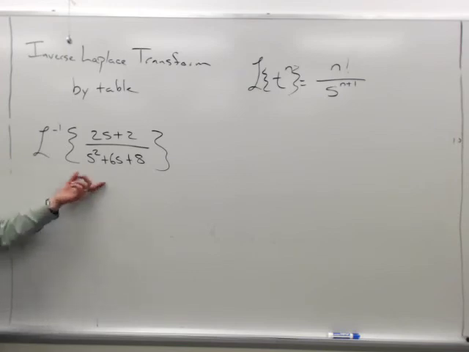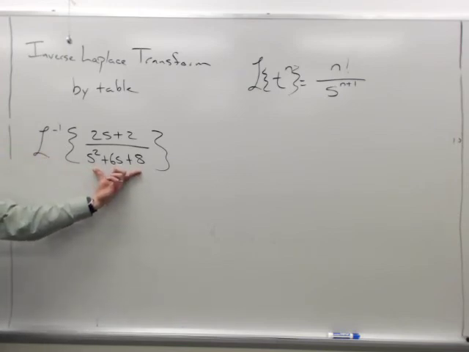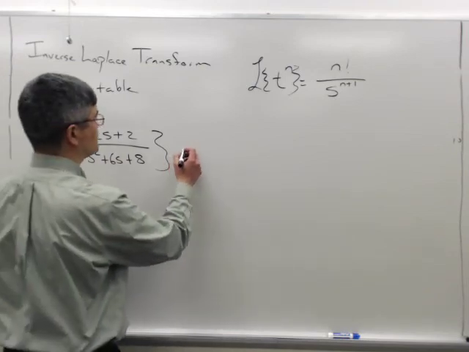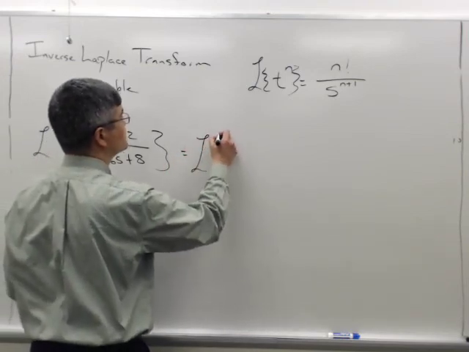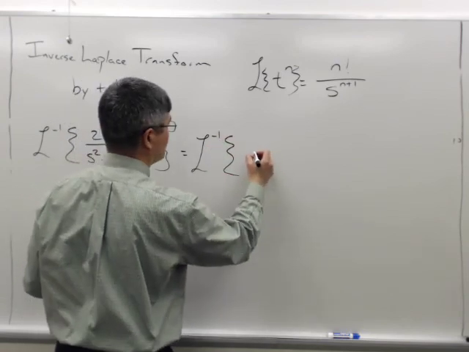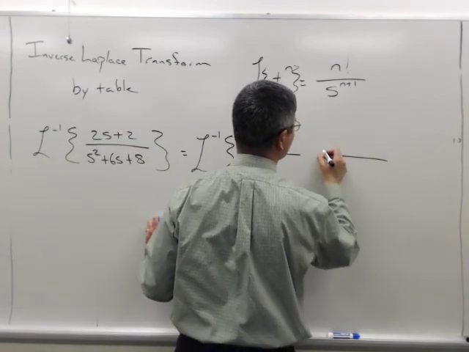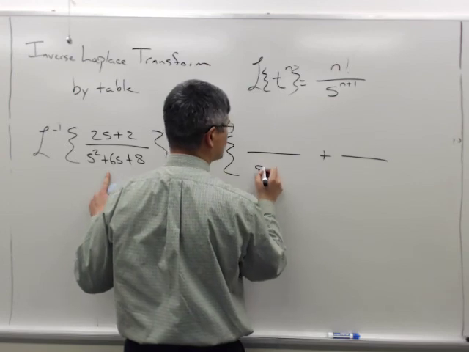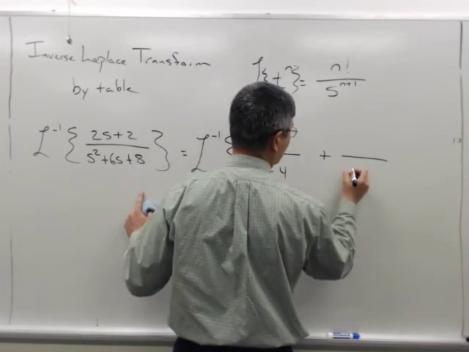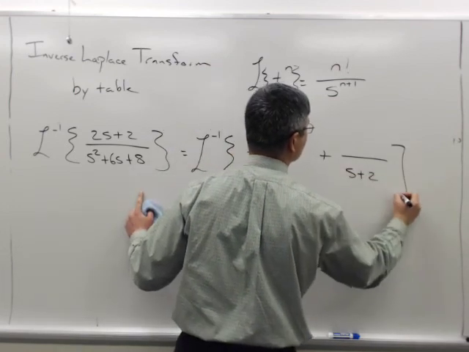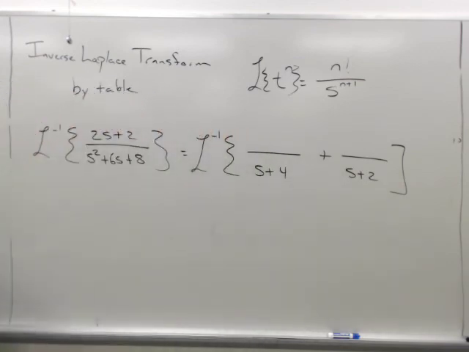What you'll do is take a quick glance through your table. You won't find anything that matches s squared plus 6s plus 8 in the denominator. So we're going to turn this into something that looks like this. This is s plus 4, s plus 2. And I need the numerator.